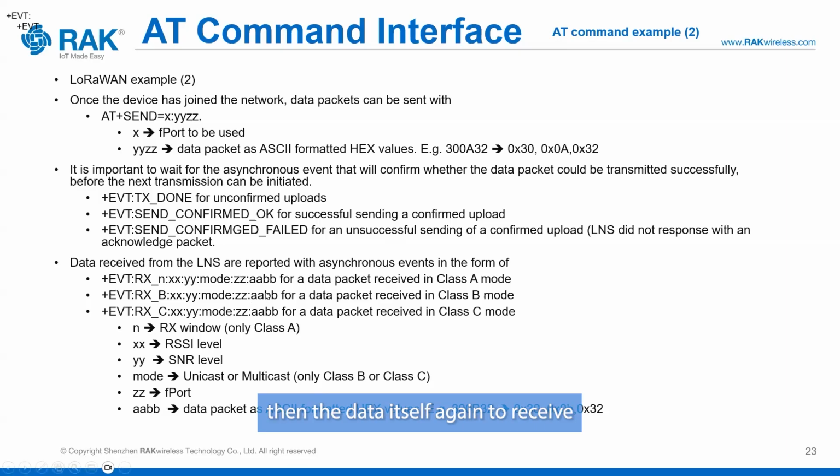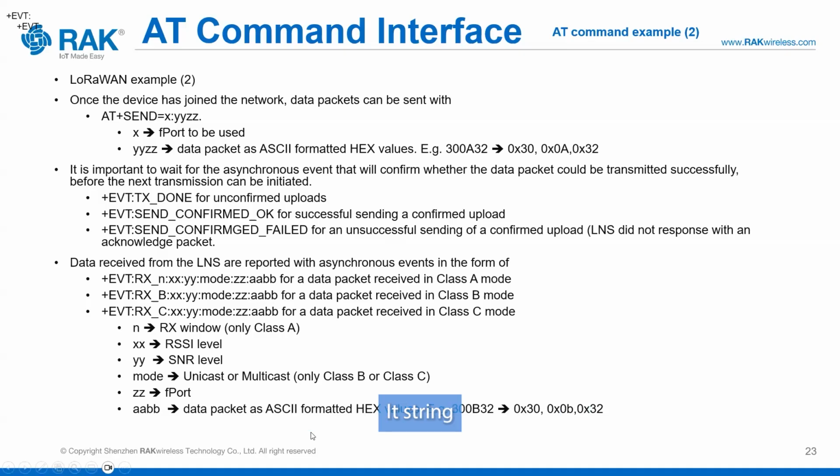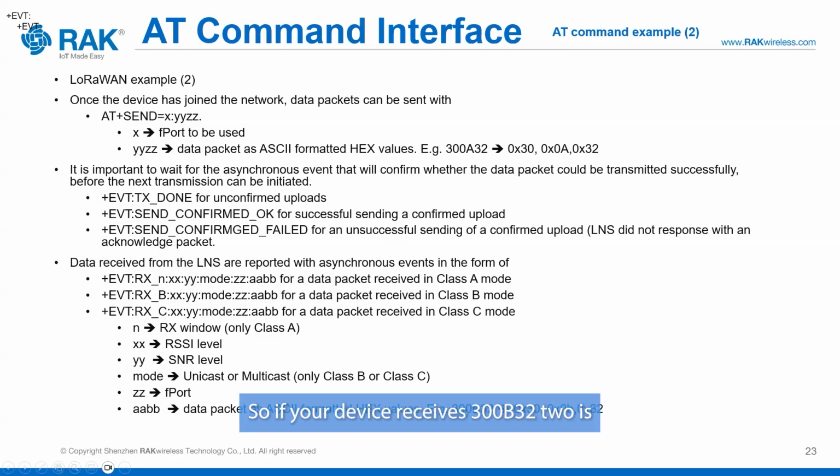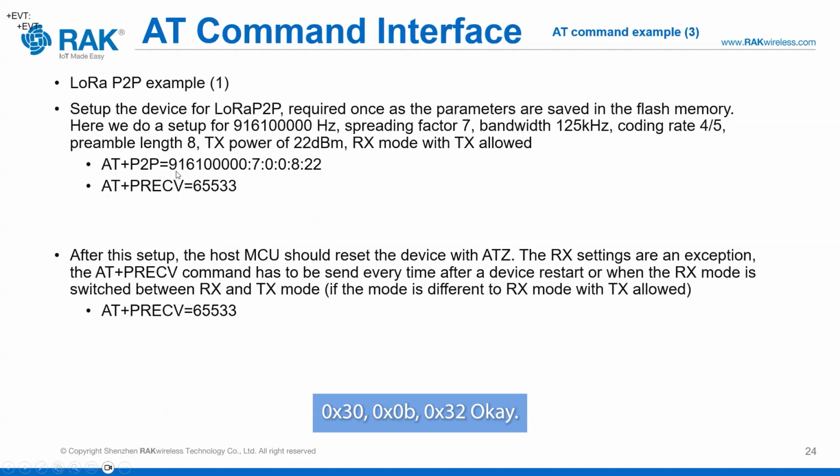Then the data itself, again, the received data here mentioned as AABB is an ASCII formatted string, which has to be then translated to its corresponding hex values. So if your device receives 300B32 as an ASCII string, the values will be 30 hex, B hex, 32 hex. Okay, the same for LoRa P2P.